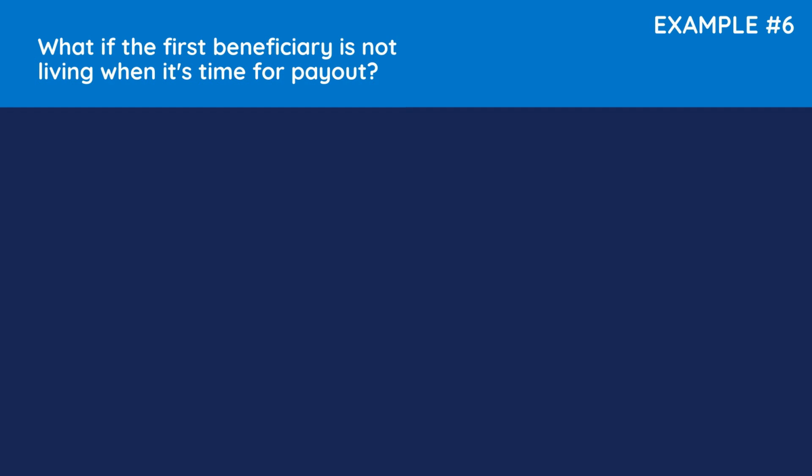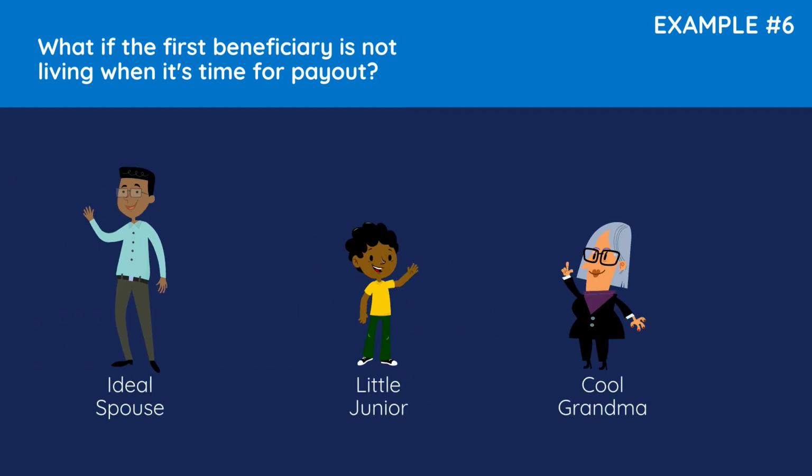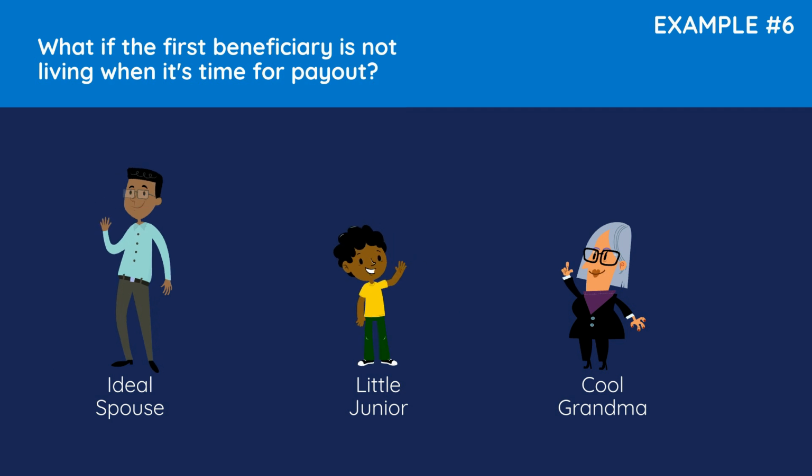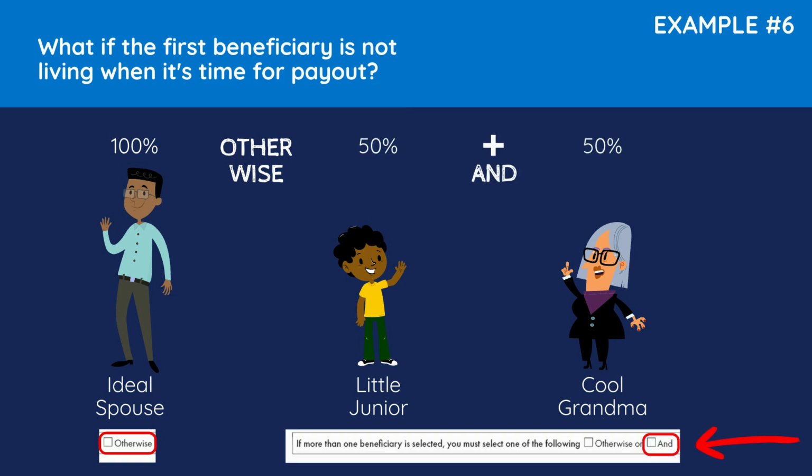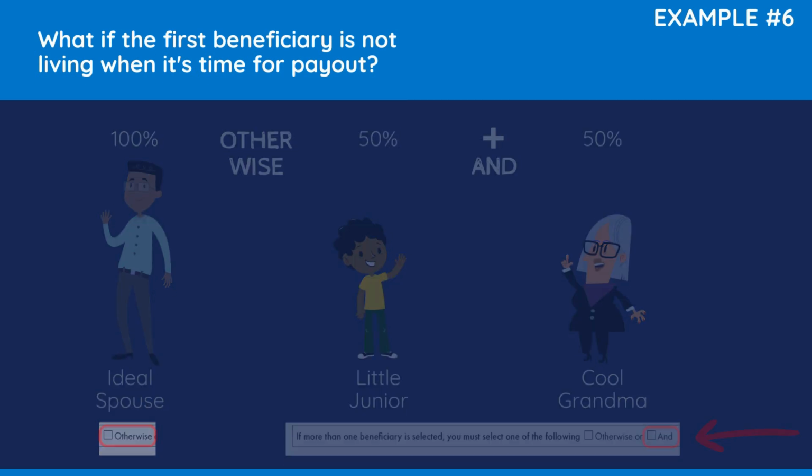What if the first beneficiary is not living when it's time for payout? You can have the second and third beneficiaries share the amount equally, but only if the first beneficiary is not living when it's time to receive the benefits. In this example, ideal spouse gets 100% with the otherwise box checked off. Little junior and cool grandma will be assigned 50% each with the and box checked off.